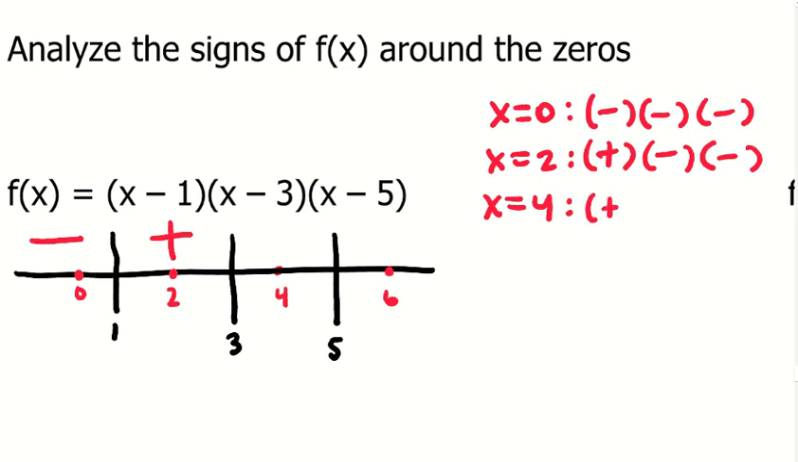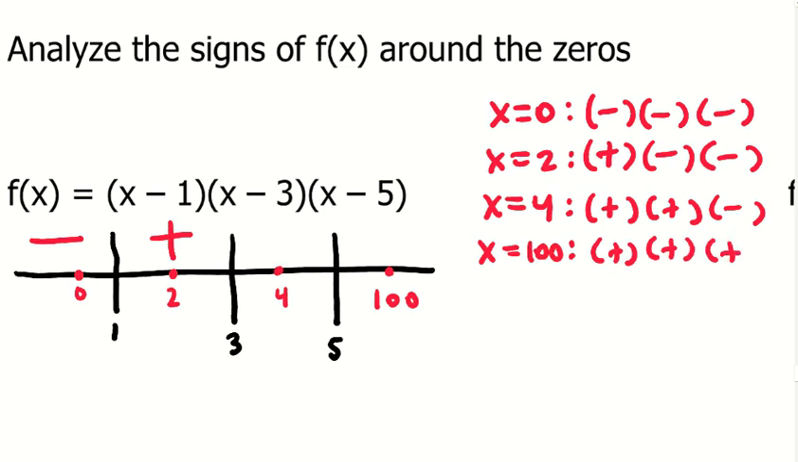The first 2 will be positive because 4 minus 3 is 1. And then the last one will be negative. And then if you choose 6, or maybe I'll change this to like 100. Right? If you choose something bigger than 5, like really big, everything's going to be positive. And so that's going to be positive. Oh, and this one over here had 1 negative, so it's going to be negative.